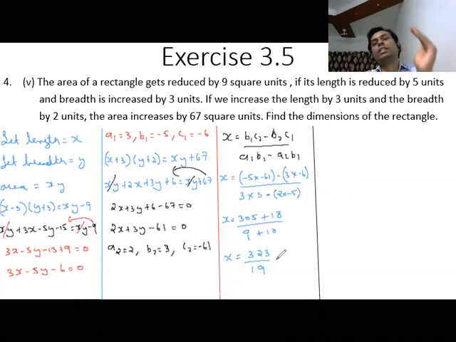Now if it is 7, 19 into 7 is less than 190. Not possible. So 19 into 17, that is more than 200, less than 400. So that is working for us. So check that. 19 into 17.